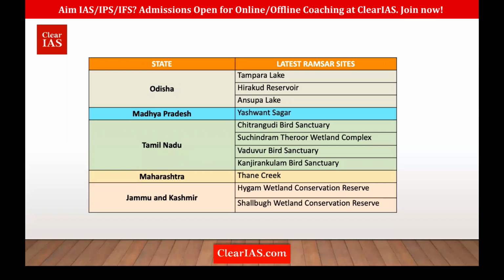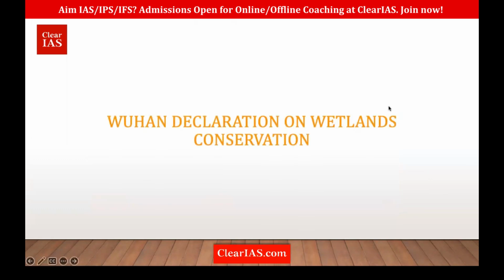Okay. So whenever you have a prelims question, you can at least eliminate the options. Okay. If you know this, at least a few you can eliminate and get the answer. Okay. Clear? So that is the Ramsar sites and the Montreux Record.